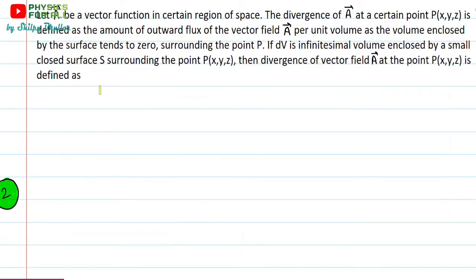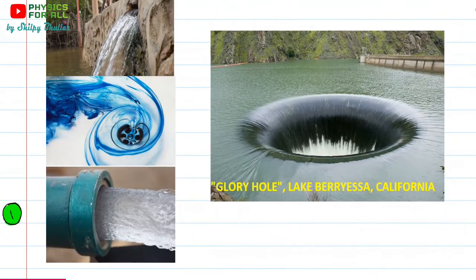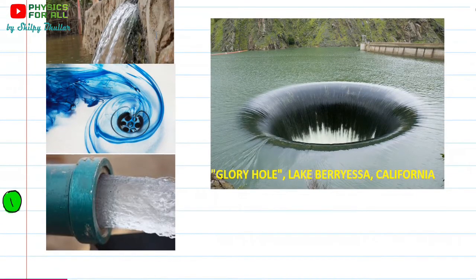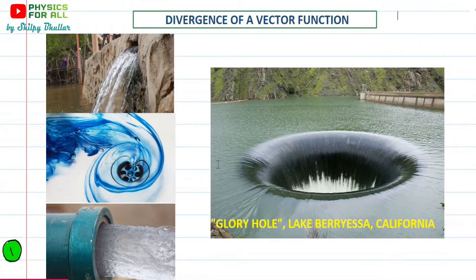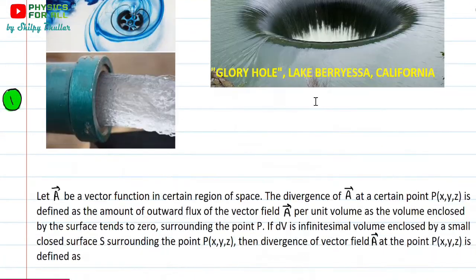Let's see, it says let A be a vector function in a certain region of space. So suppose this A is a vector function which is water. Let water be the vector function A, which is spread over this region. As you can see, this whole space, everywhere you can see the water.